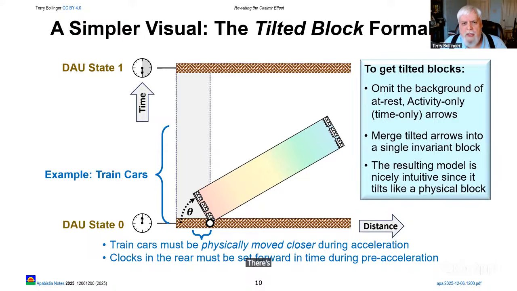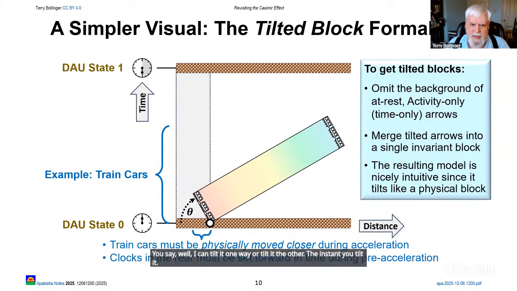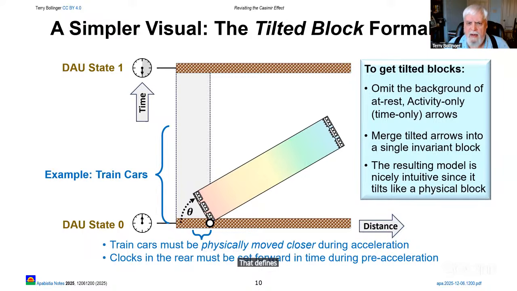There's a simpler way to visualize the same thing. I've used this before. This one, I just like it because it is so easy. It's like playing with blocks. You take that cluster of arrows I showed earlier. You say, well, I can tilt it one way or tilt it the other. The instant you tilt it, that defines the front of whatever the system is that you're trying to accelerate.